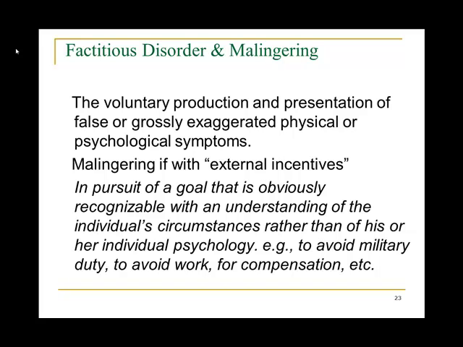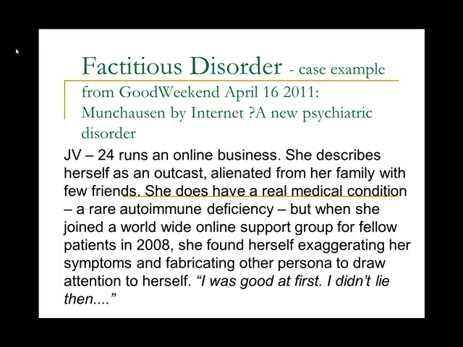So now coming to factitious disorder and malingering. They differ from conversion disorder in that there is a voluntary production and presentation of false or grossly exaggerated physical or psychological symptoms. The difference between factitious disorder and malingering is that this voluntary production in malingering is for external incentives, that is, in pursuit of a goal that's obviously recognizable within an understanding of the individual's circumstance, for example, to avoid military duty.